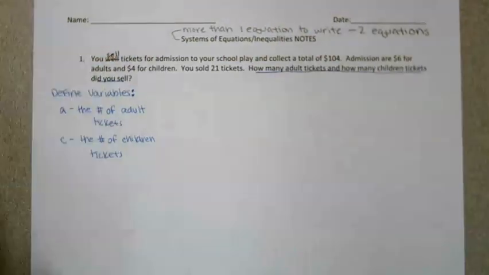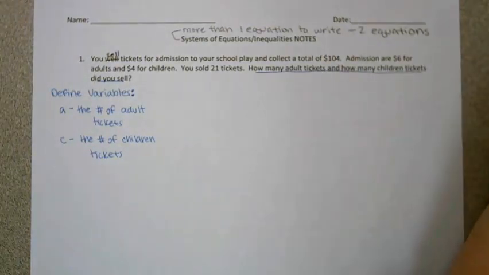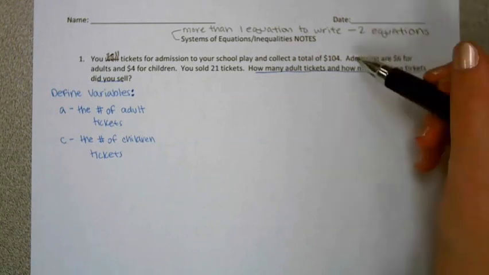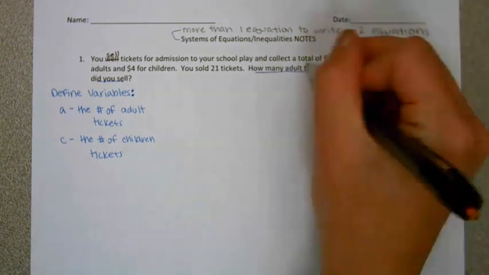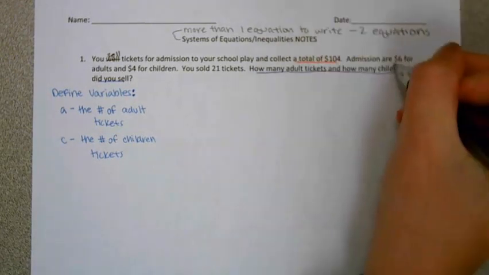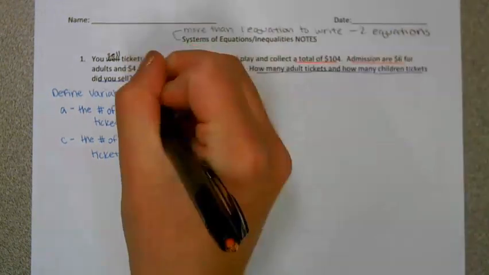Now I need to write two equations and I need to group my information. So I'm going to reread the prompt. We sell tickets for admission to your school play and collect $104. Admissions are $6 for adults and $4 for children, and you sold 21 tickets. When I read this, I immediately think, oh, I've got stuff to do with money, and then I have something to do with the amount of tickets. I'm going to group all of the money together to help me make my first equation.